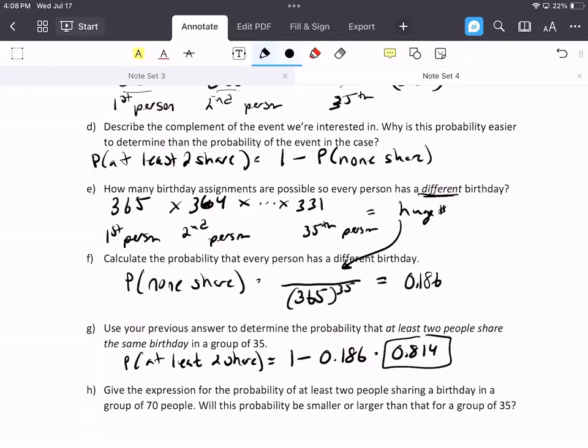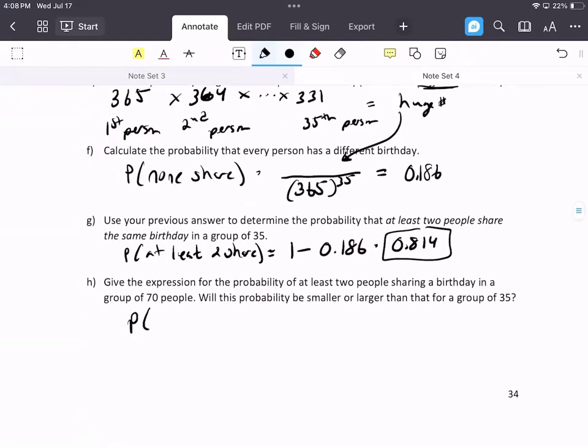Now, H, given the expression for the probability of at least two sharing a birthday in a group of 70, we want to give that expression. And I'm going to say n is 70, to be in a class of 70. So it's going to be 1 minus the probability that none share. What do you think is going to happen? Do you think the probability will go up or down?